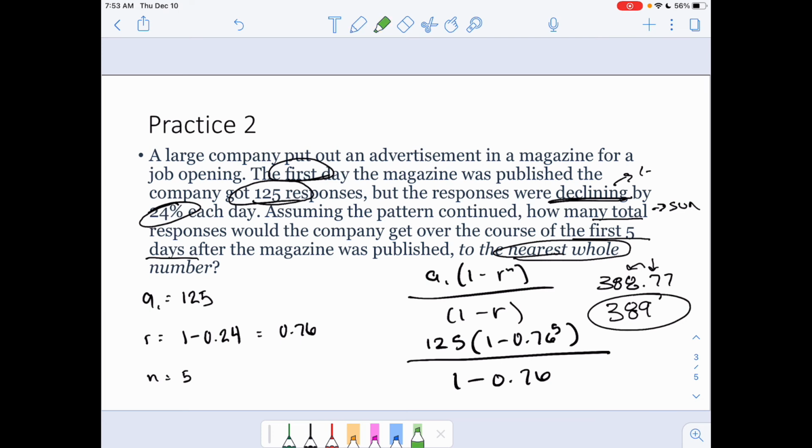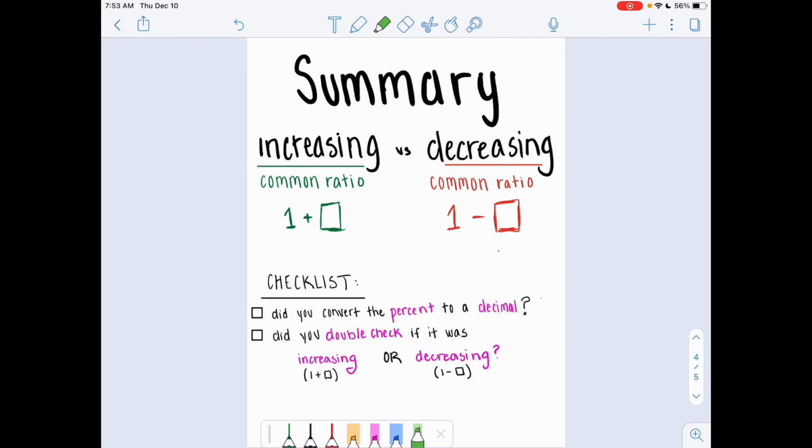One key thing to remember is this 1 minus we see right here never changes. That's part of the formula. The only 1 minus or 1 plus that's going to change is when you're dealing with your r. Let's dive deeper into that. If you are increasing, your common ratio, your r, will be 1 plus that percentage written as a decimal. If you are decreasing, your common ratio will be 1 minus that percent written as a decimal.